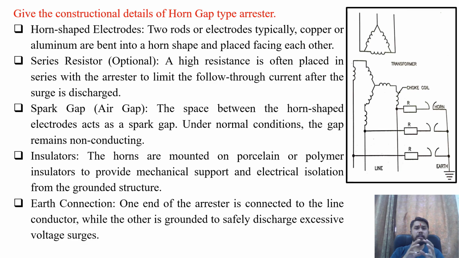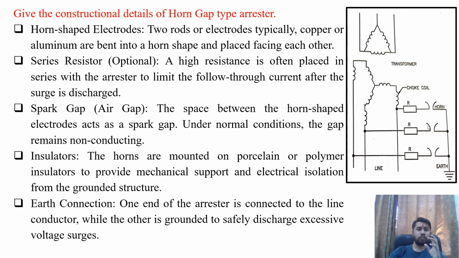Give the constructional details of horn type gap arrestor. So in the figure you can see the horn type lightning arrestor. In this a series resistor is connected and a choke coil is placed with the transformer in all three phases. The transformer is connected delta-star. So horn shaped electrodes means two electrodes or rods, typically made up of copper or aluminum, are bent in a horn shape and placed facing each other like this.